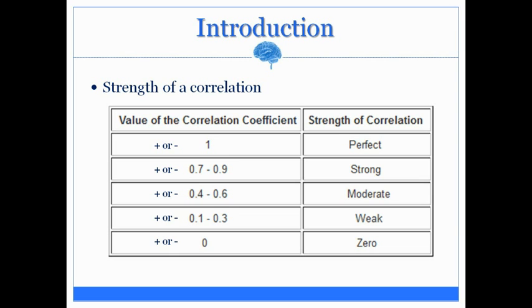A strong correlation, the minimum could be about 0.7 to about 0.9. That is, again, either positive or negative. A moderate is 0.4 to 0.6, and that is, again, either positive or negative. A weak correlation is 0.1 to about 0.3, and that, again, positive or negative.